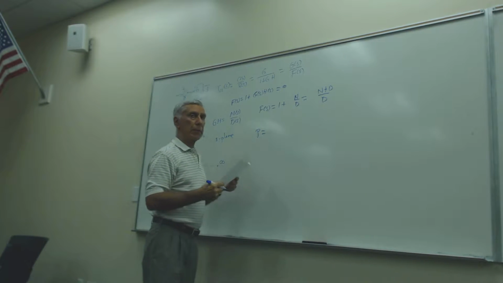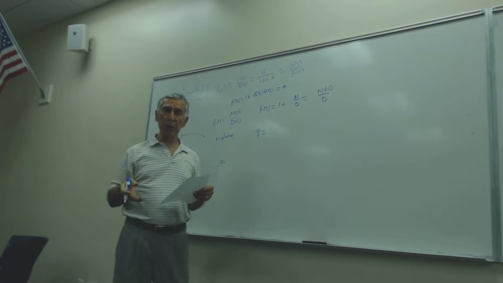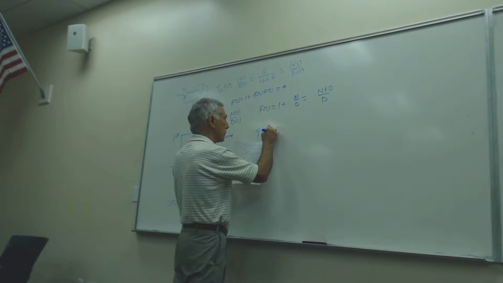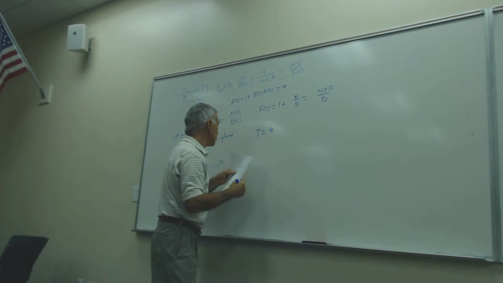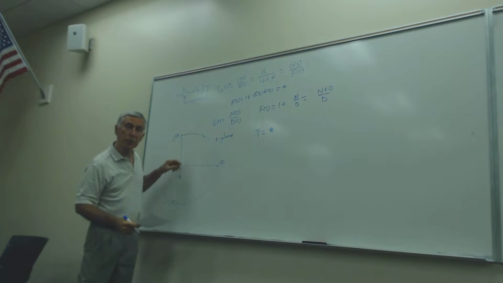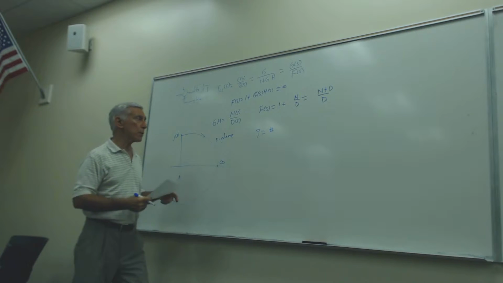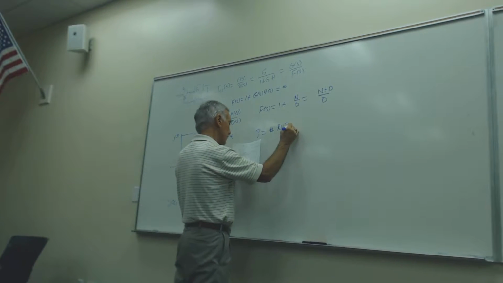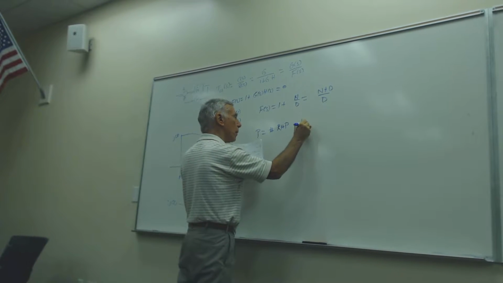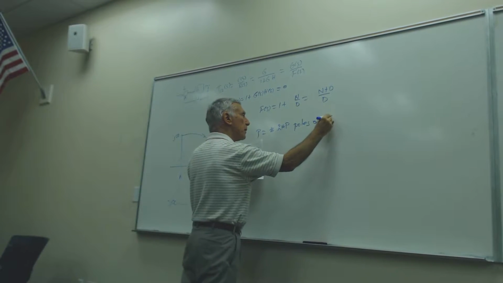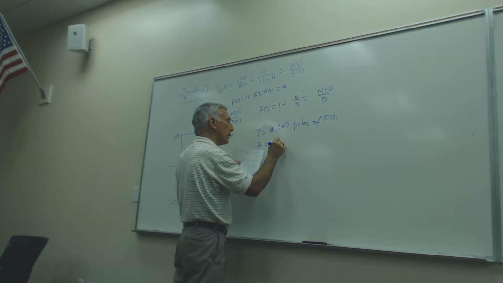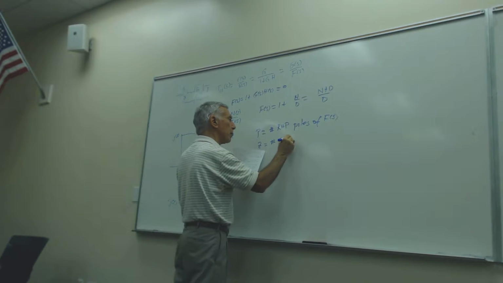P, the number of poles enclosed by the contour, is equal to the number, since this contour encloses the whole right half plane, of right half plane poles of that function F(s). And Z is equal to the number of right half plane zeros.